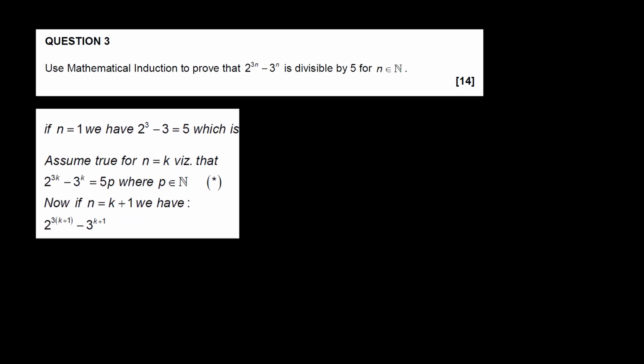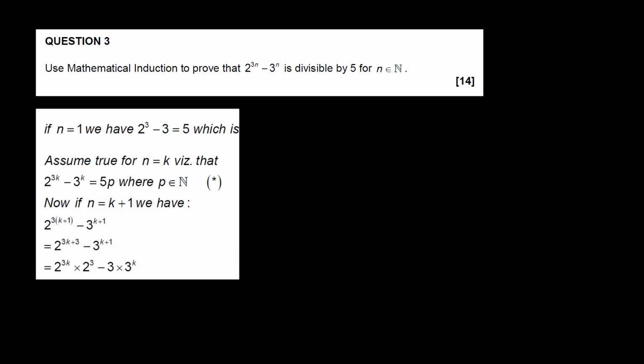Step 3. If n equals k plus 1, we have 2 to the power of 3 times k plus 1 minus 3 to the power of k plus 1, which equals 2 to the power of 3k times 2 to the power of 3 minus 3 to the power of k plus 1, which equals 8 times 2 to the power of 3k minus 3 times 3 to the power of k.